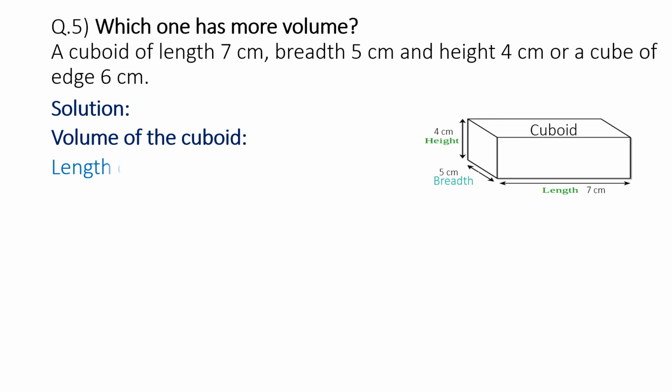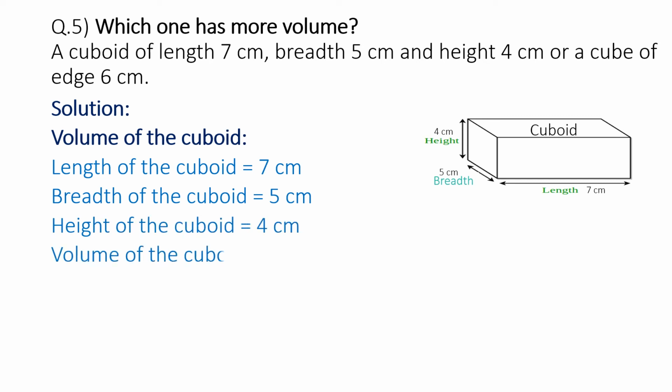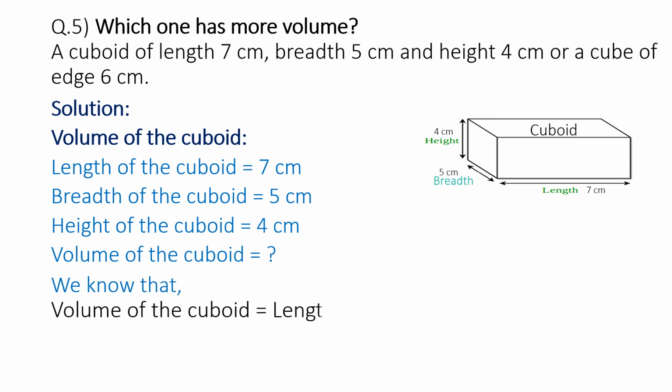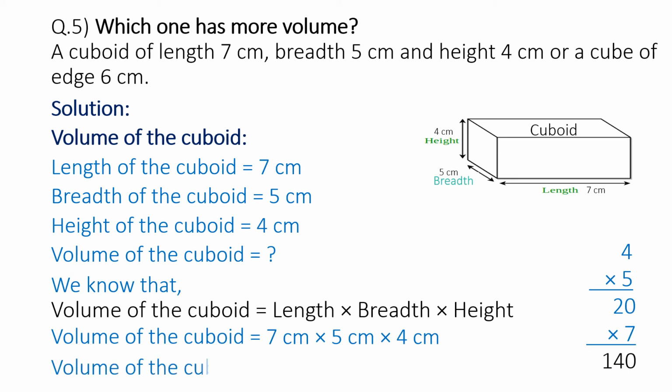Length of the cuboid is equal to 7 cm. Breadth of the cuboid is equal to 5 cm. Height of the cuboid is equal to 4 cm. And volume of the cuboid we have to find out. We know that volume of the cuboid is equal to length multiplied by breadth multiplied by height. Now put the value. 7 cm multiplied by 5 cm multiplied by 4 cm. Now do the multiplication. 4 5s are 20 and 20 7s are 140. So volume of the cuboid is equal to 140 cubic centimeter.